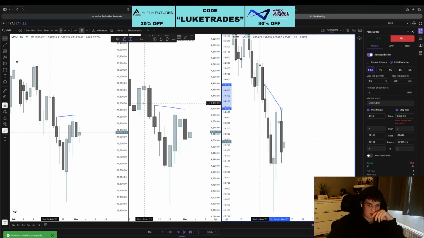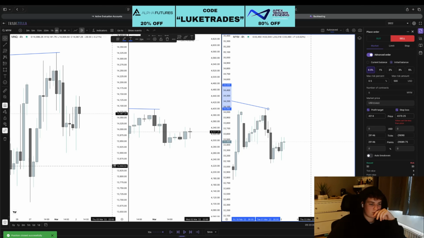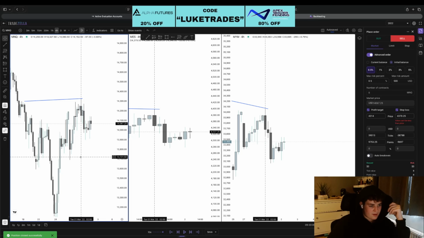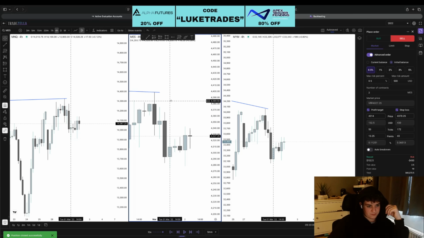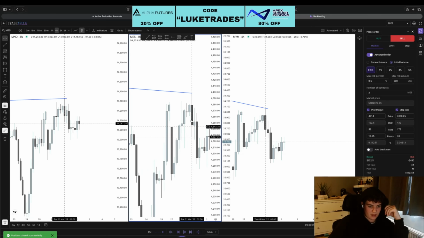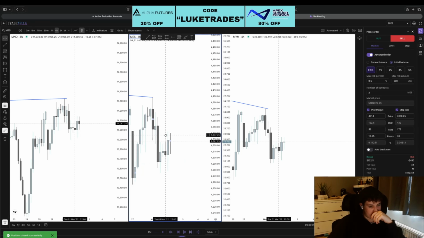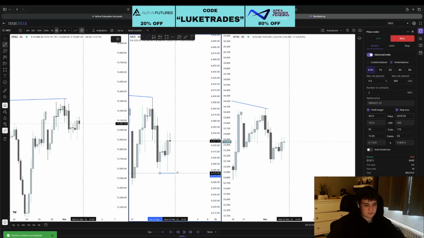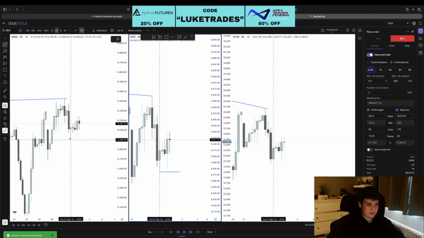Obviously we want to go internal to external. 4 hours to 4 hours same. Yeah, 4 hours getting in line now. 4 hours getting in line, which is good. So we want to see this as our protected high. You don't want to see that high get run. Relative equal lows down here. Just like this.